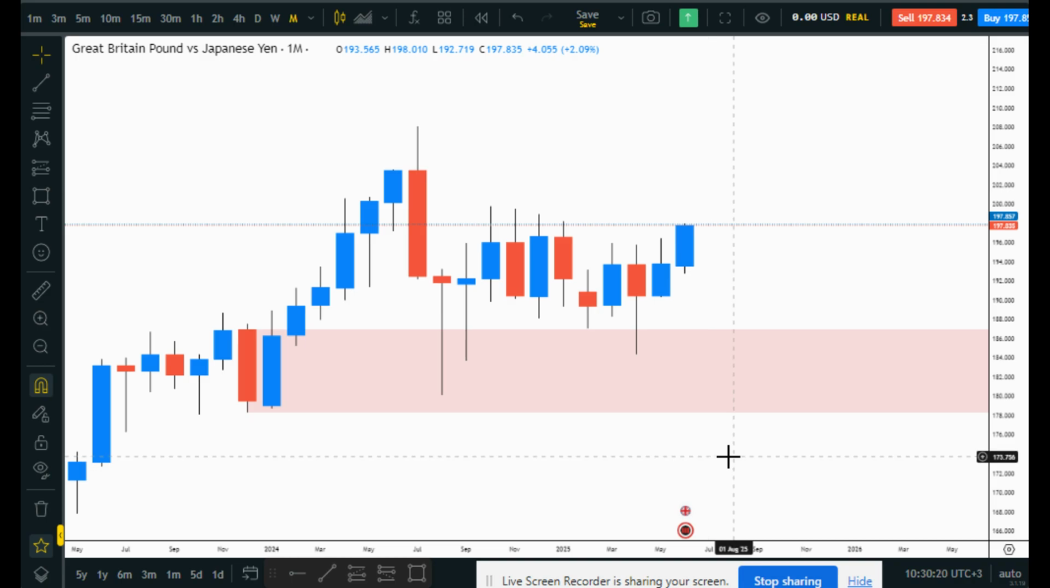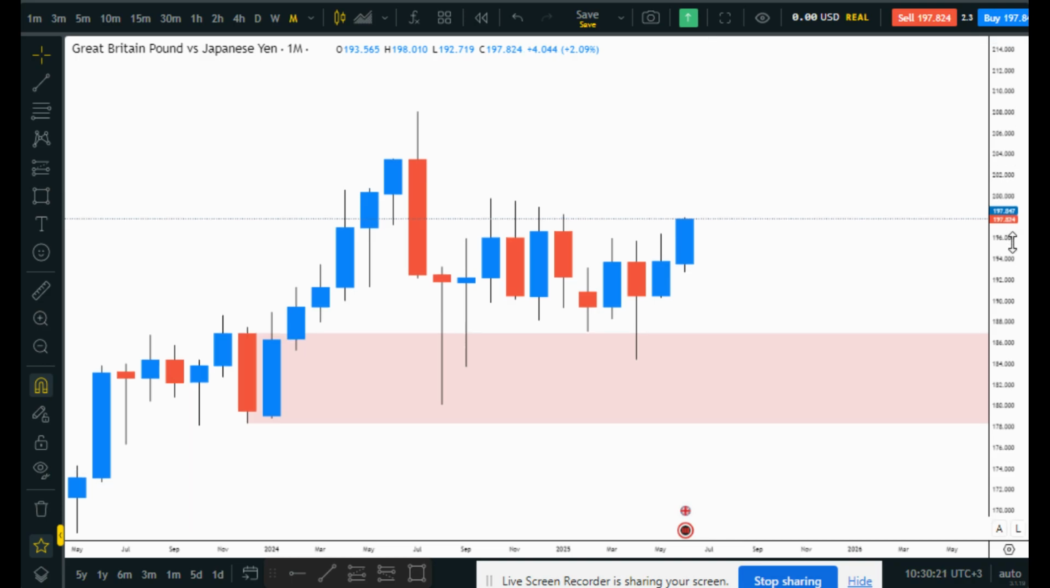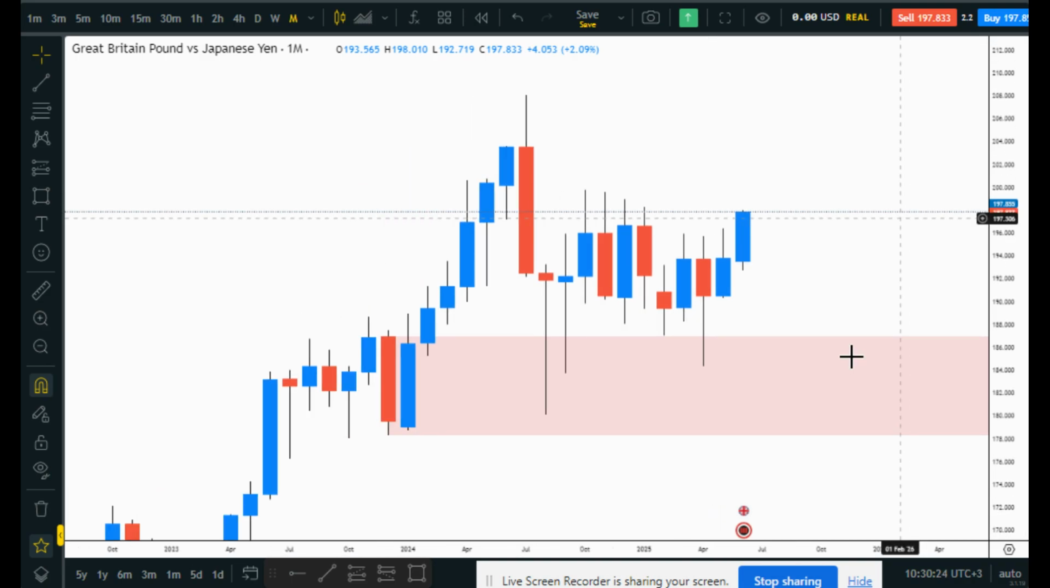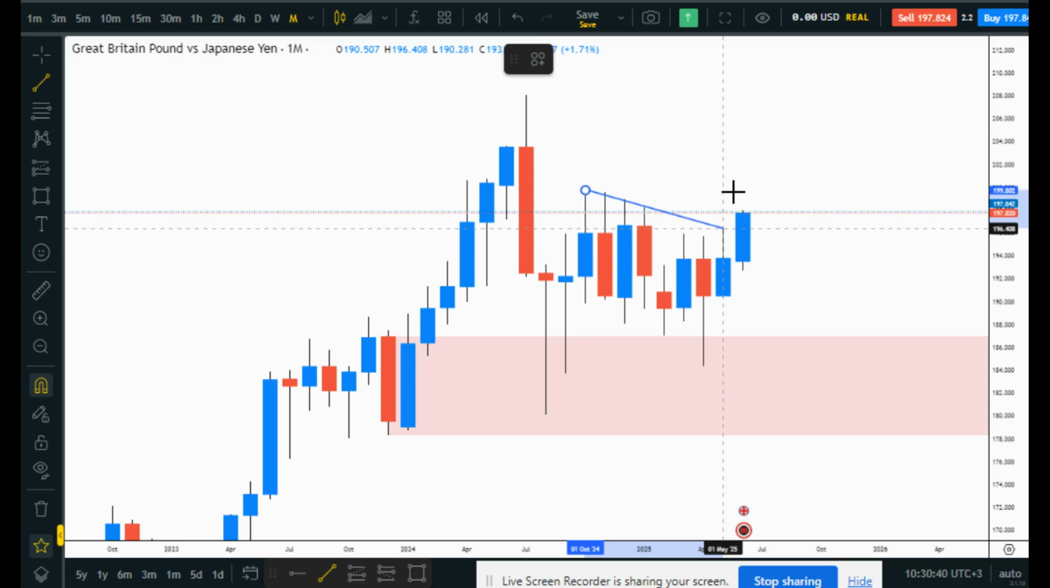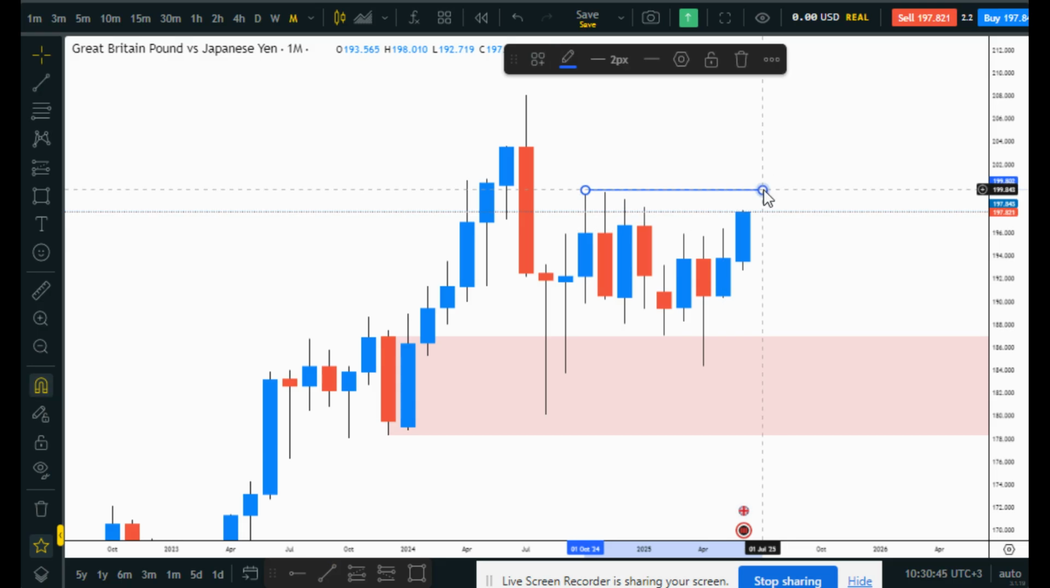So we did have this area of demand, which the price came to, and the price came here and took some liquidities, then managed to form a high, which is right this one from here. Managed to form this high over there. So this is the high point which I'll just mark as an area for liquidity. So let me give it a mark.